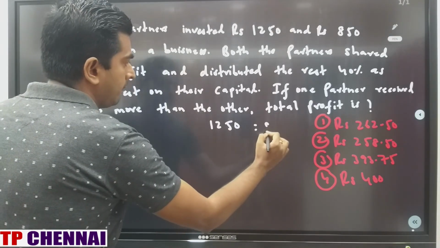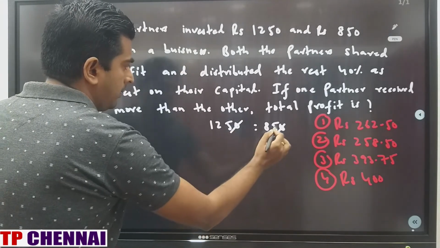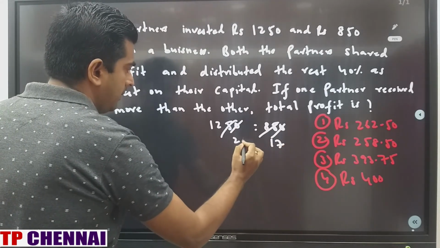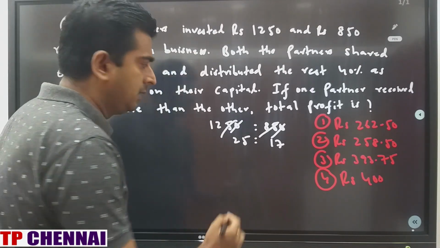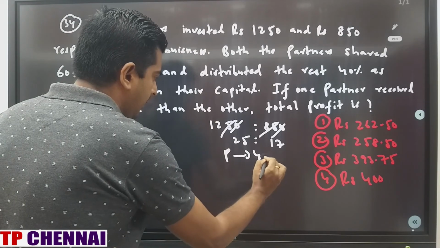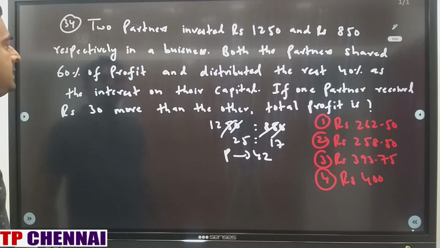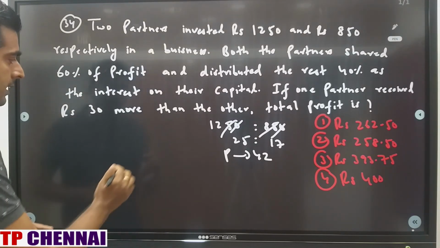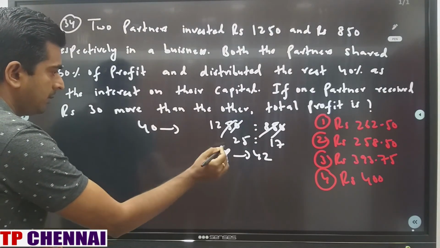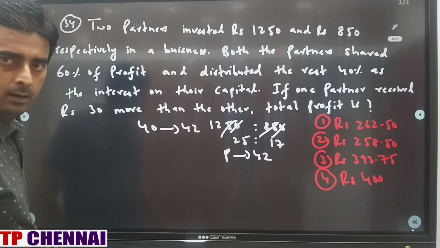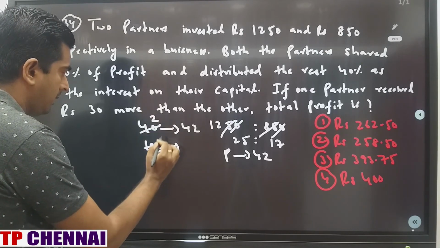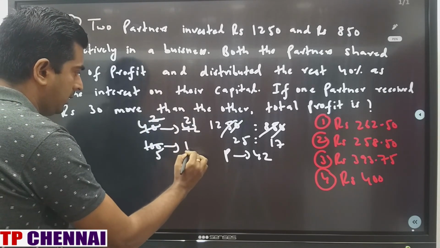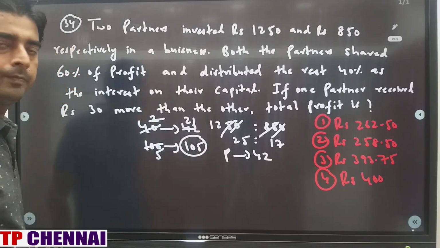So first, the investment ratio is what they have given you. 1250 and 850. So 5 17s are, 5 25s are, and the time period is the same. So profit ratio is exactly proportional to investment ratio. What is the profit here? 42. Both the partners shared 60% of profit and distributed the rest 40% as the interest on their capital. That means 40 part is nothing but this one, 42, right? So 100 part is total. So 2 2s are, 2 5s are, 2 21s are. So my total profit is 105.